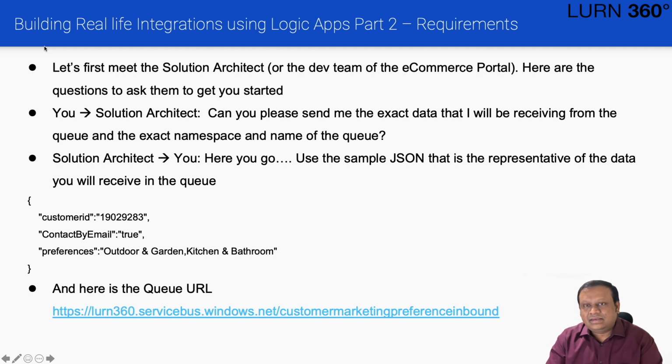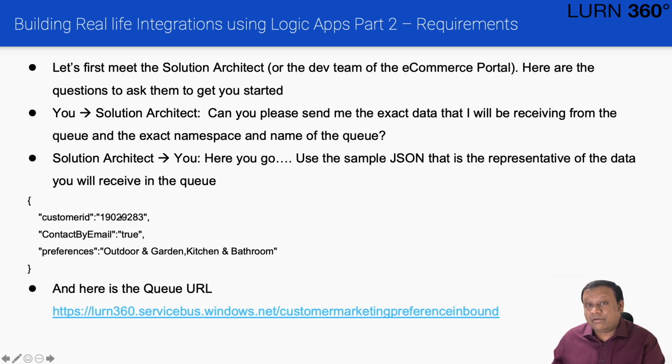So the solution architect gives you the details. Here you go. Here is the sample JSON that you would be receiving, and here is the queue details. Let's look at the JSON. This is a sample JSON. It has three fields: customer ID, contact by email, which is either true or false, and preferences. In preferences, we can see that there are multiple preferences separated by a comma, so outdoor and garden, kitchen and bathroom. So there are two preferences for this one particular customer.